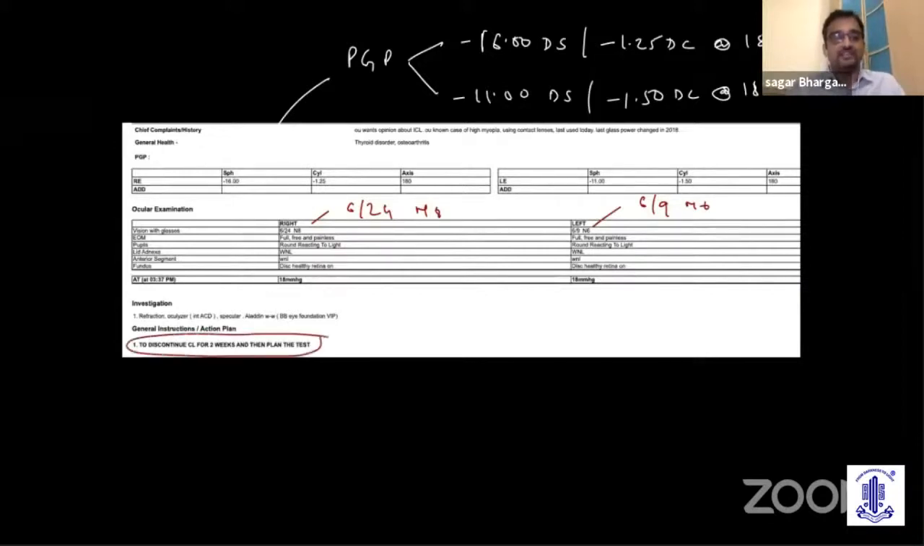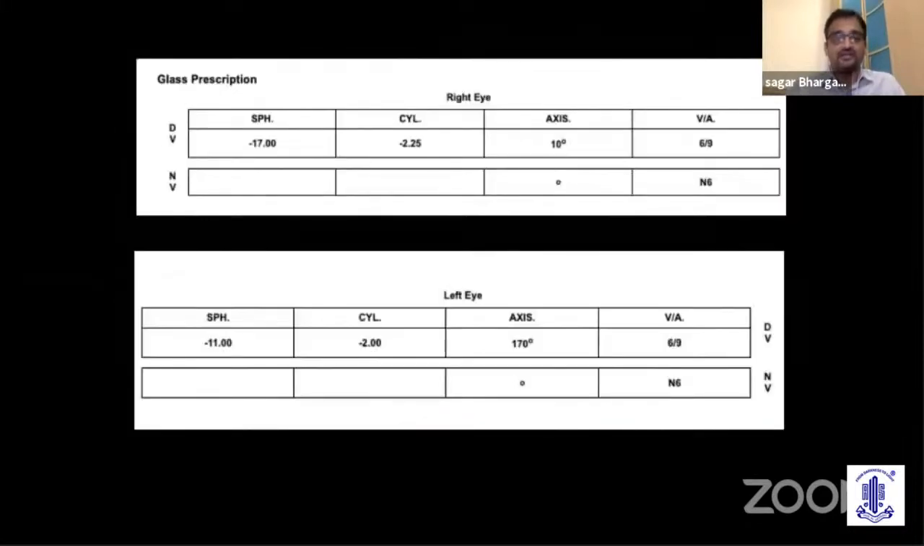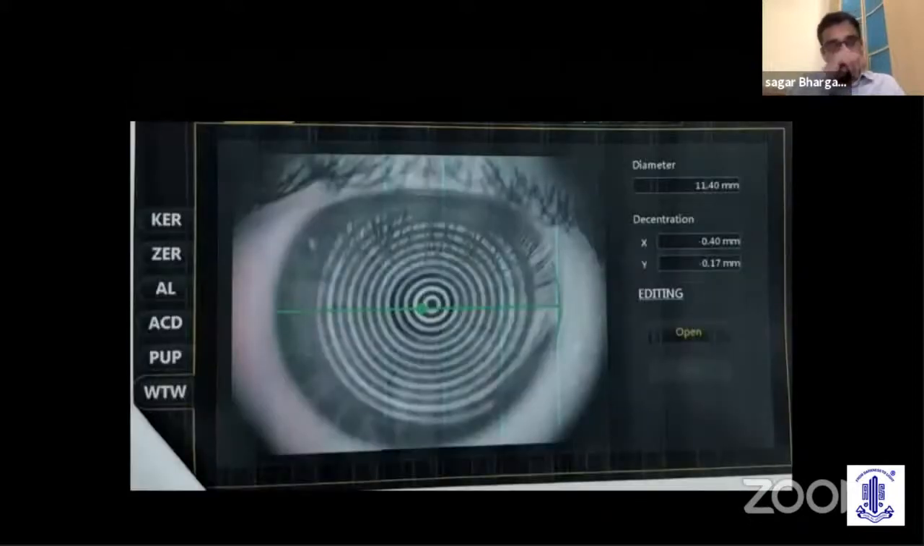The first thing we advised was to discontinue contact lenses for 2 weeks, and we called the patient again. Look at the refraction that has changed: almost a 1 diopter increase in the sphere in the right eye, and the cylinder also increased in the left eye. We did a white to white measurement using the Aladdin tool, which we have been using for almost 4 years, and we find this quite convenient.